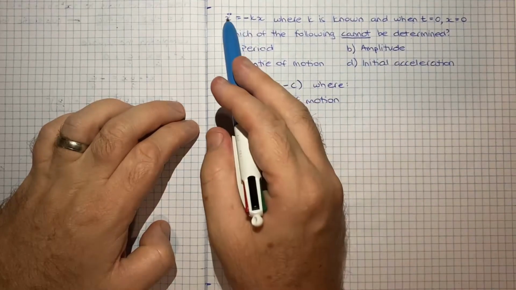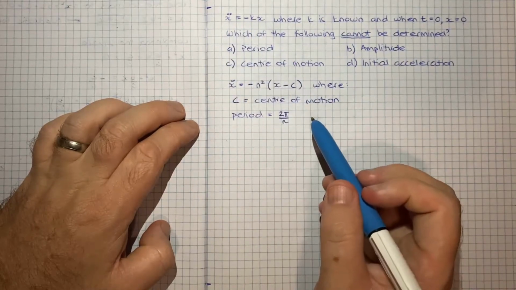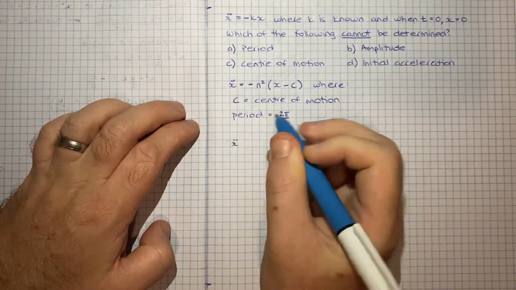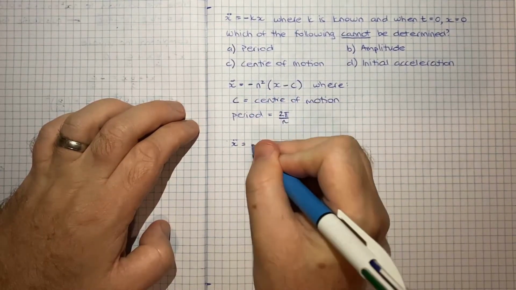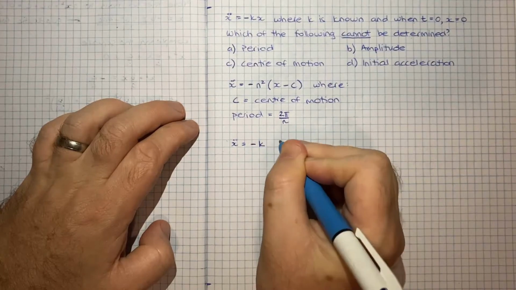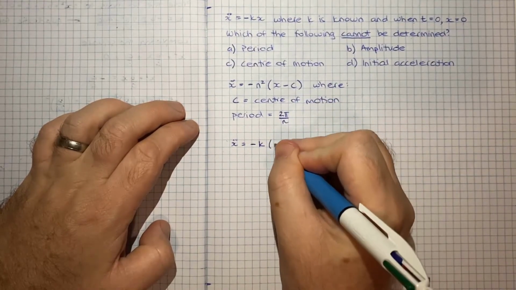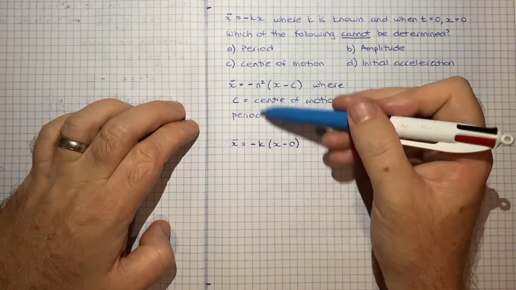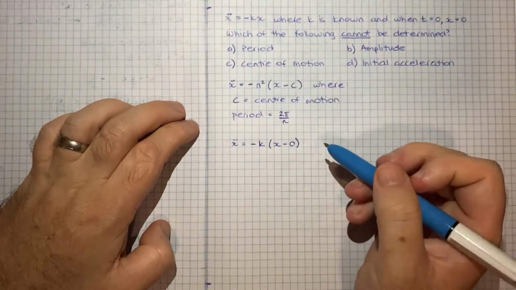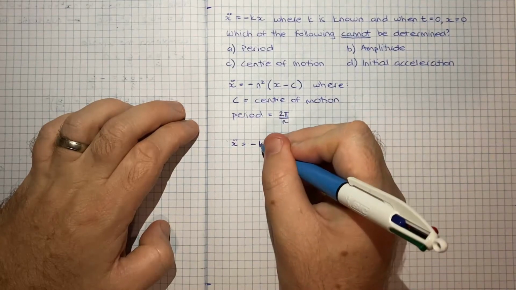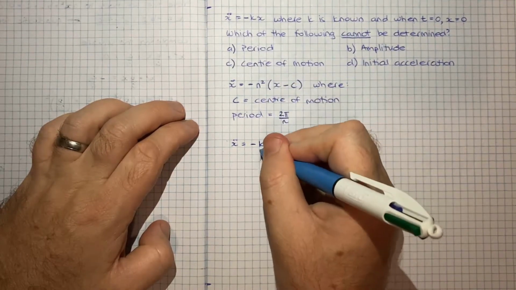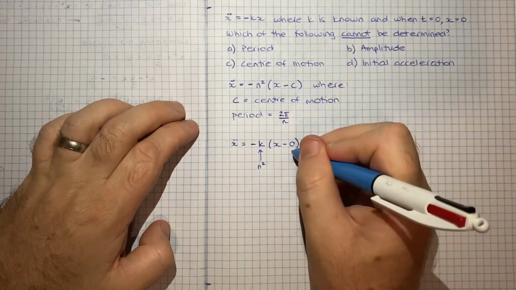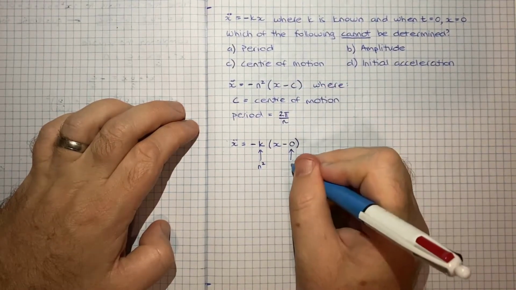Now, if we take a look at our equation for acceleration, I might just write this to be in this exact format. We've got negative k times x by itself, but I'll write that as x minus 0 just to make it really clear how this all lines up, because we can see that k effectively matches up to n squared, and in our case 0 matches up to c.